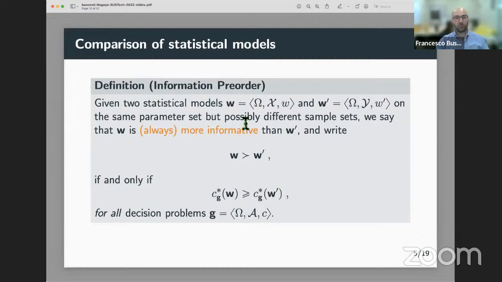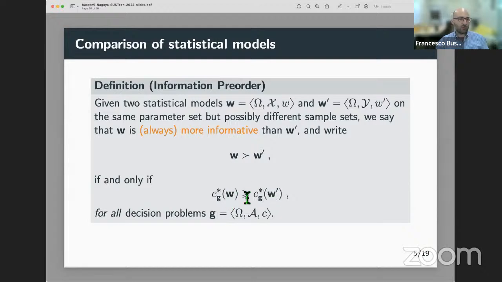So now you have two experiments, W and W prime, and you have to choose between them. Of course, typically one experiment will be better for some decision problem, whereas the opposite is true for another decision problem. But let's say that W is always more informative than W prime. Okay, so what does it mean? It means that however you choose the statistical game to play, you should always prefer W over W prime.